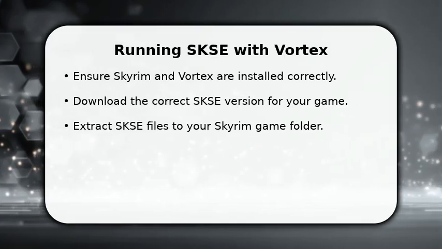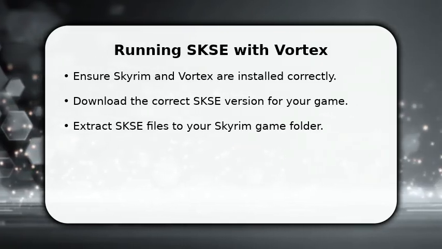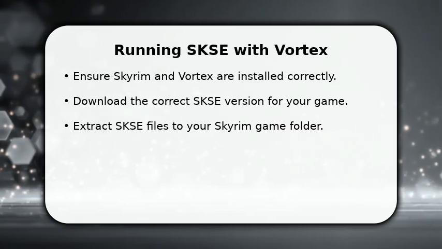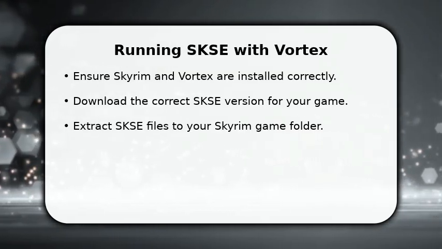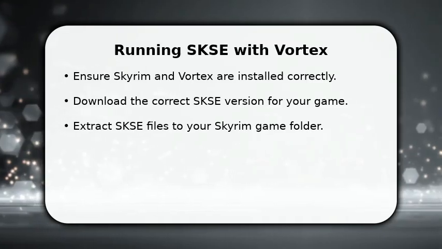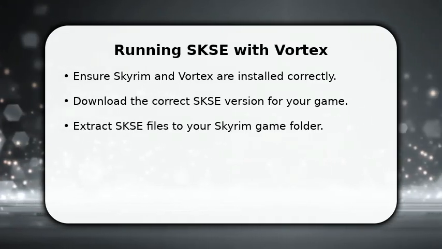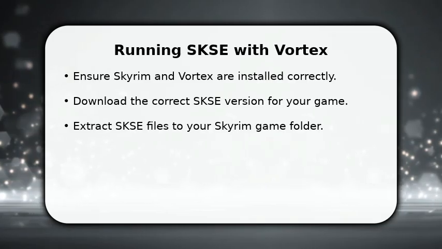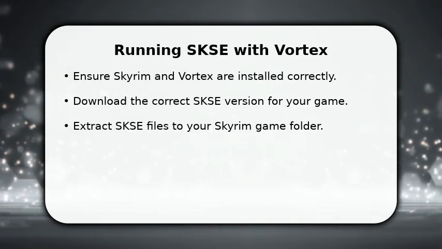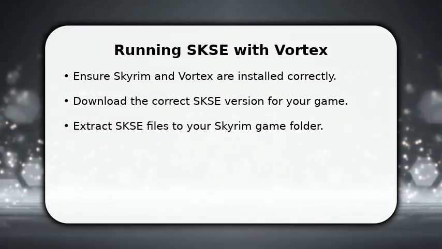Next, download the correct version of SKSE for your game from its official source. You will typically find a 7-zip archive. Extract all the files from this archive directly into your main Skyrim game folder, where the Skyrim executable is located. This step is crucial for proper integration.